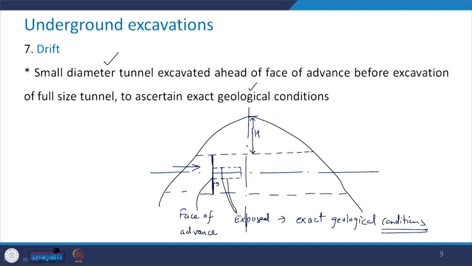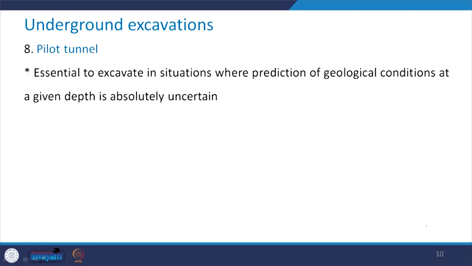So, this is how this drift is useful. The next category is the pilot tunnel. This is essential to excavate in situations where prediction of geological conditions at a given depth is absolutely uncertain. In what situation will it be? When there is a lot of variation in the geology even at the surface, and we cannot be sure what it is going to be at any particular given depth.